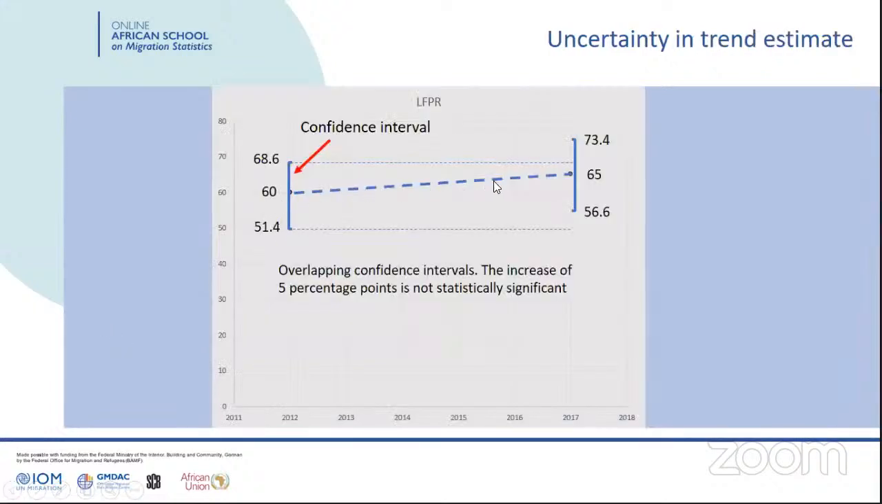This is a trend line. We have 60 and we have 65. These are the confidence intervals. And you can see that the confidence intervals are overlapping. That means we cannot claim that there is a statistically significant increase in the participation rate over the period.